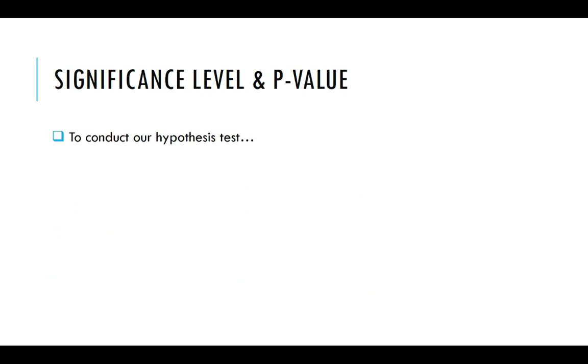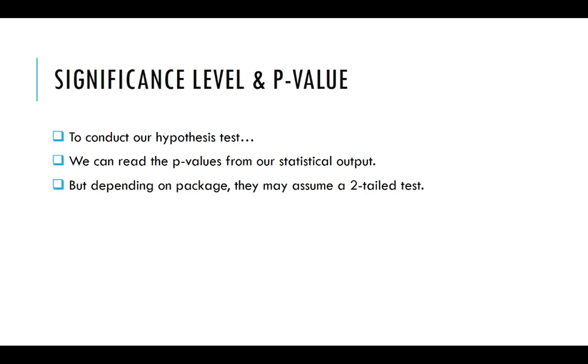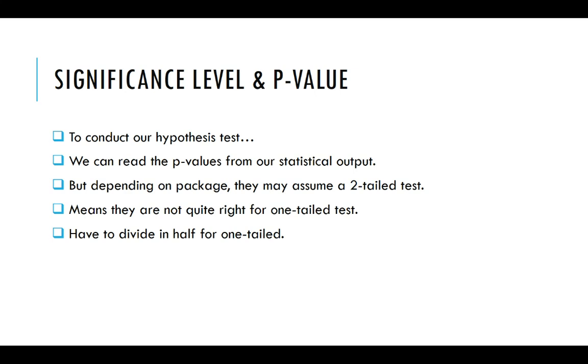So to conduct our hypothesis test, as I said, we can read the p-values from our statistical output, but here's something you need to remember. Depending on the package, and it's probably more likely, they are assuming a two-tailed test. In other words, you're not telling the computer most of the time two-tailed or one-tailed test. Depending on the package, it's just going to assume a two-tailed test, and then it's your responsibility to transform the numbers if you really wanted a one-tailed test. So that means your results aren't quite right for a one-tailed test. If you want to convert them to a one-tailed test, you have to divide the p-value in half.